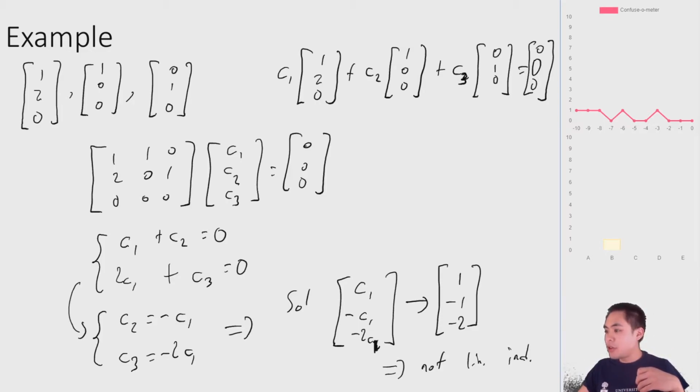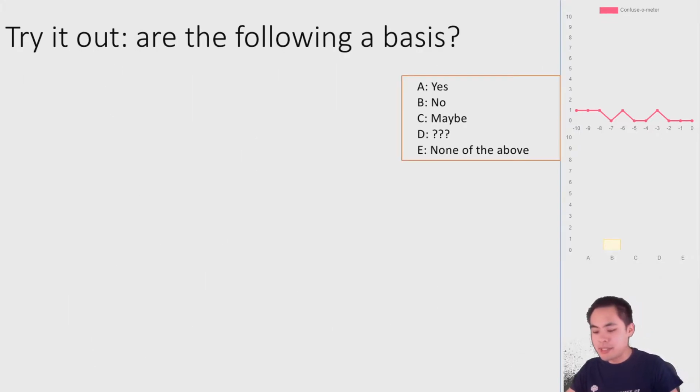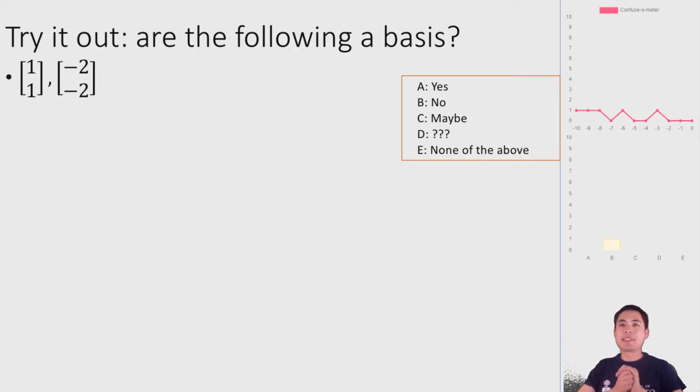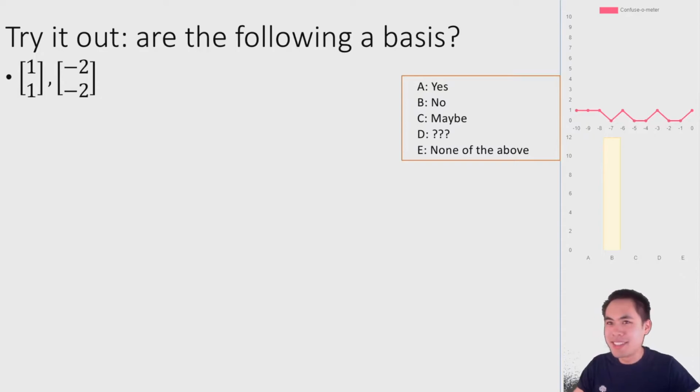Okay, so let's have you all try this out. Which of the following are bases? Is this a basis? Okay, we have a couple of replies. It looks like people are answering B. Yes, that is correct. B is correct. This is not a basis.